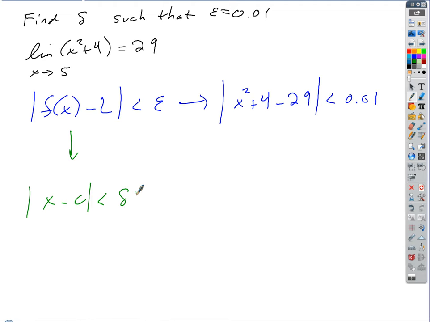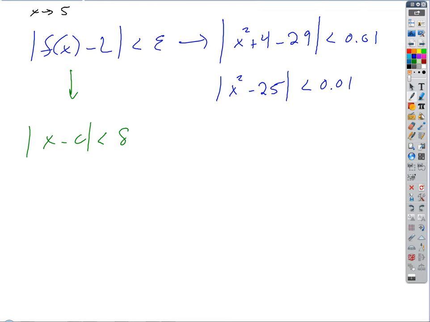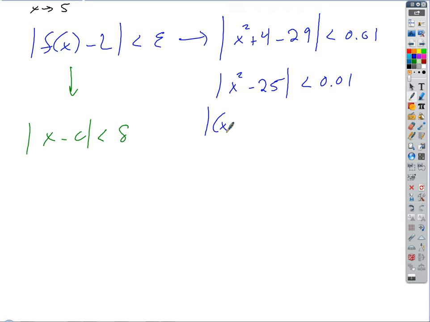What's our algebra going to do? Combine the 4 and 29 to make negative 25. Okay, so we get absolute value of x squared minus 25 is less than 0.01. And then factor. Okay, we can factor that, can't we? We can factor the absolute value of x squared minus 25 into the absolute value of x plus 5 times x minus 5.